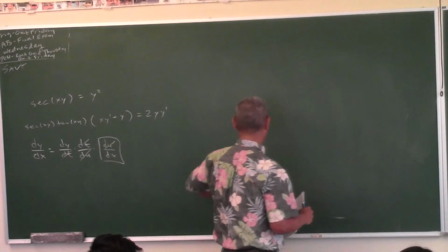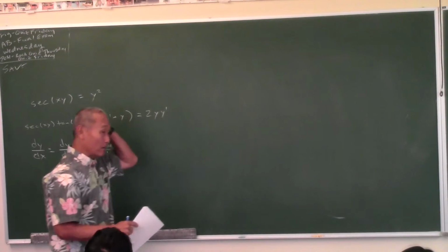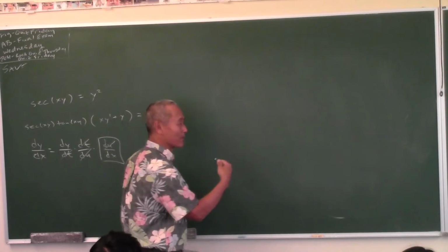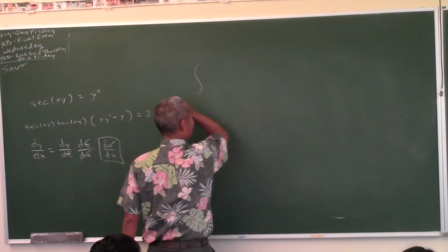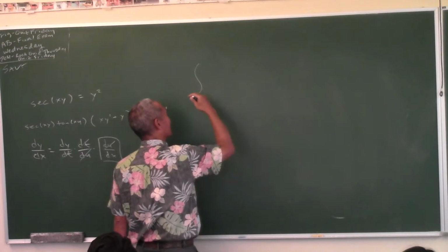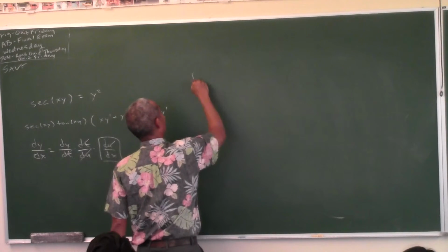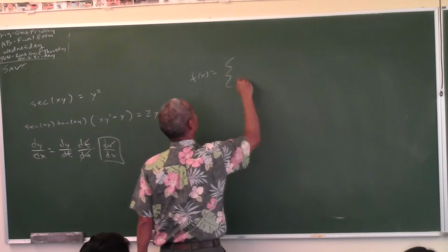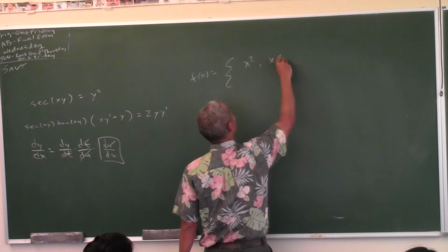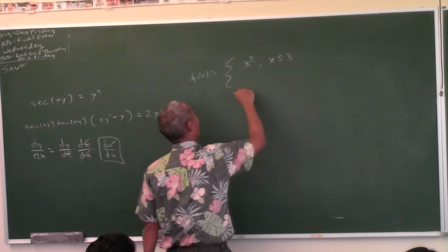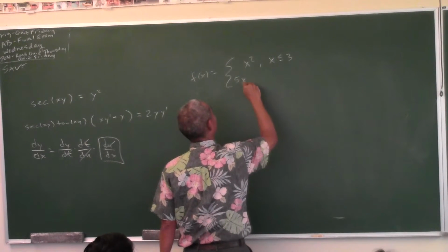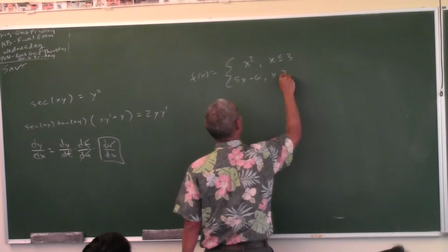Is it more multiple choice or free response? No, there's no multiple choice. It's all short answer. You should be able to do each problem within about 1 minute. Quick, f of x is equal to 3x squared when x is less than or equal to 3, and 5x minus 6 when x is greater than 3.